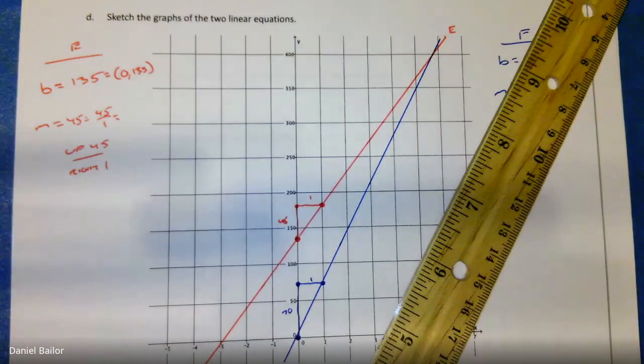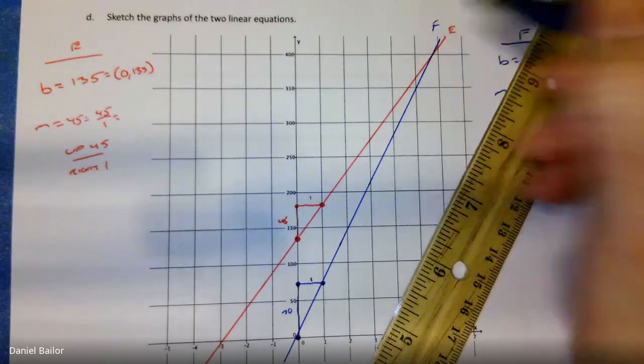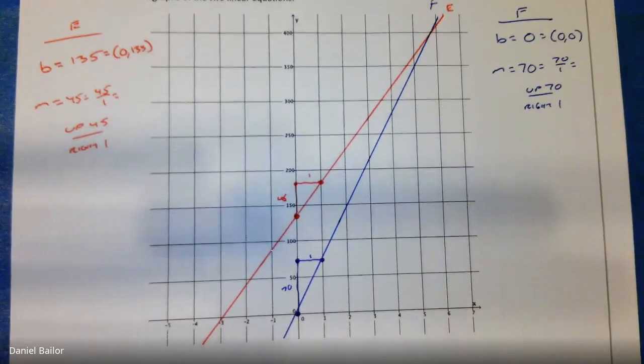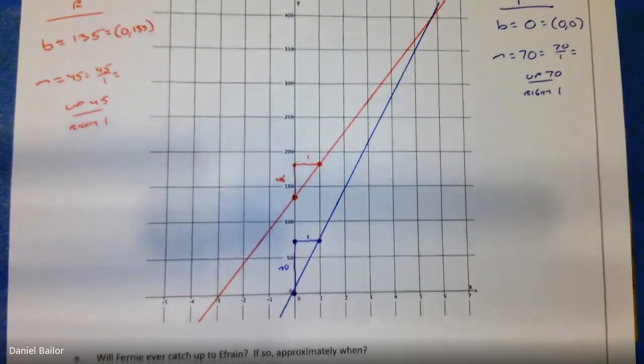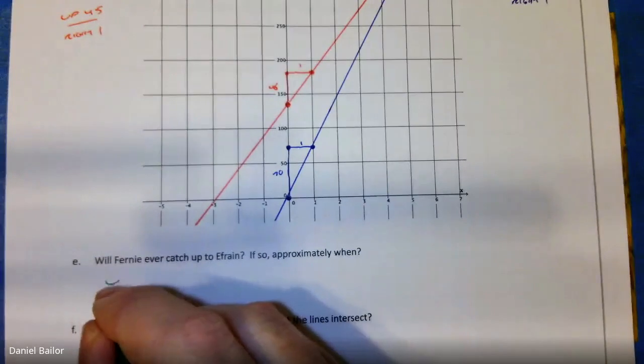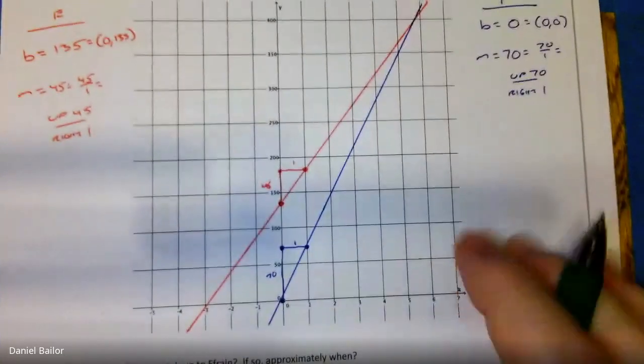Okay, so there we go. It looks like they do hit. Fernie's line does cross Efren's line. So part E, will Fernie ever catch up to Efren? Yes, Fernie will. The lines do meet up here.